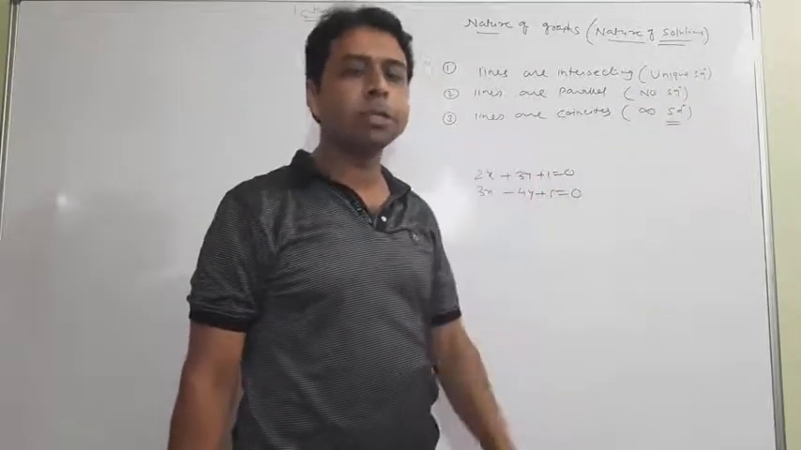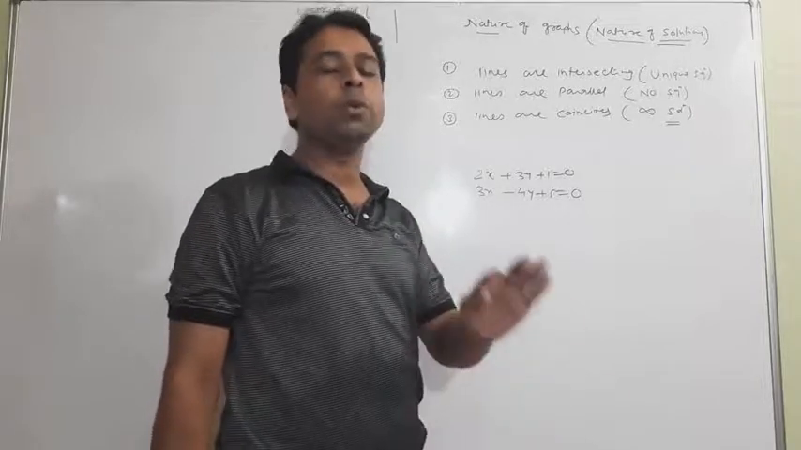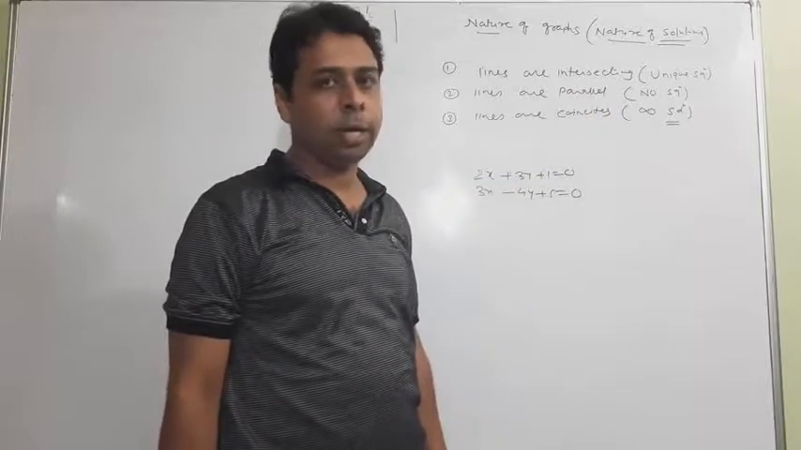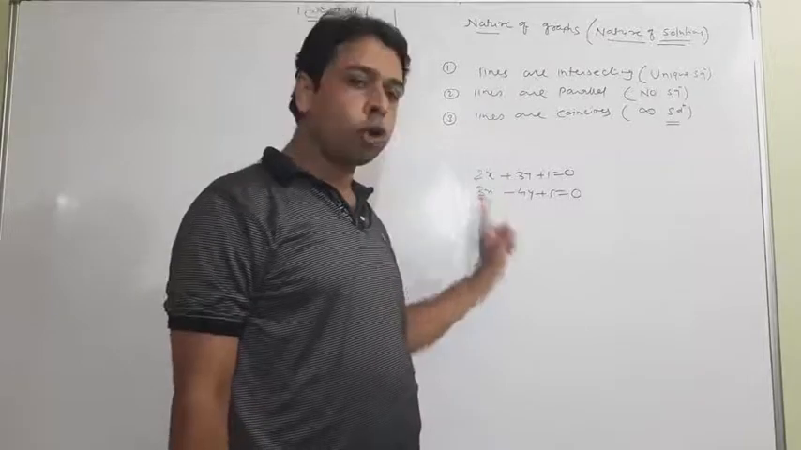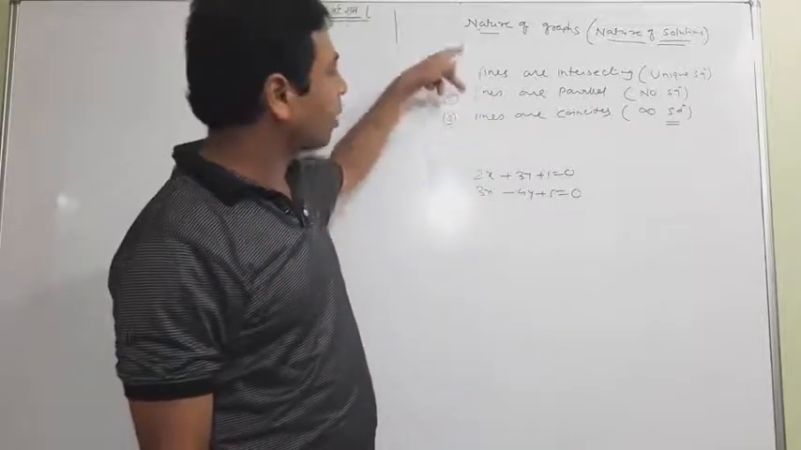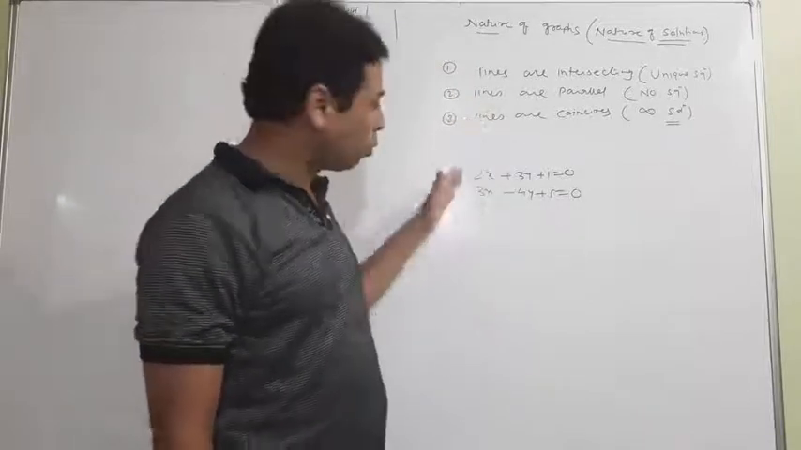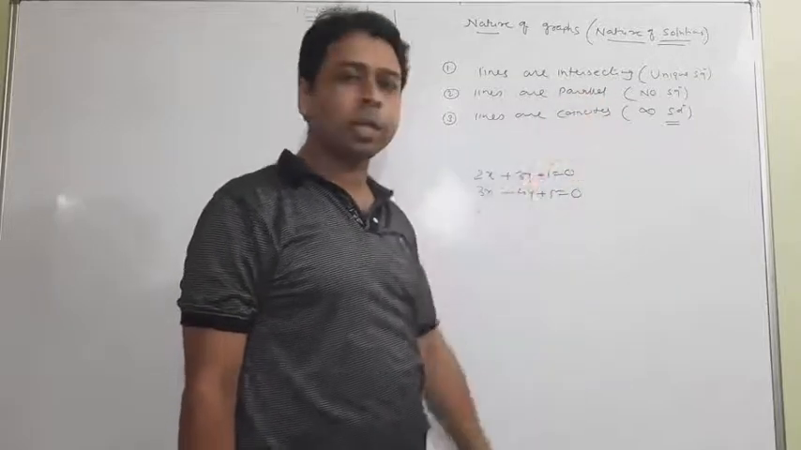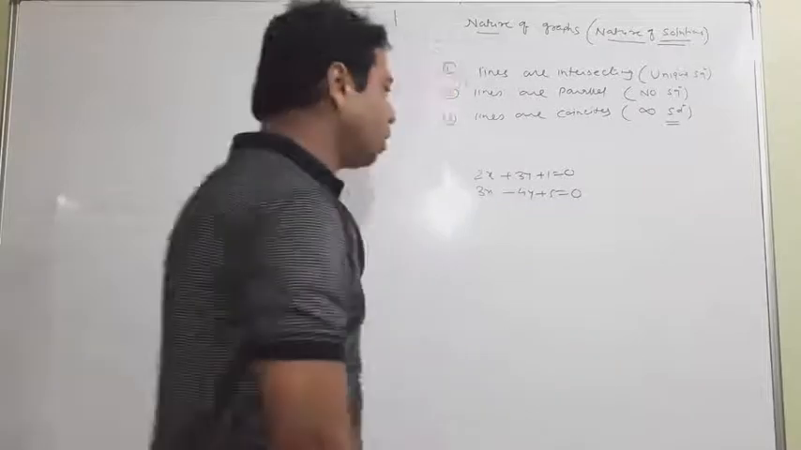But my purpose is to tell you: without drawing the graph, if you are told to find the nature, how will you do this? Again I repeat, without drawing the graph, how can you identify the nature of the lines? If I ask you, don't draw the graph and tell me, are the lines intersecting, parallel, or coincident? That's the question.